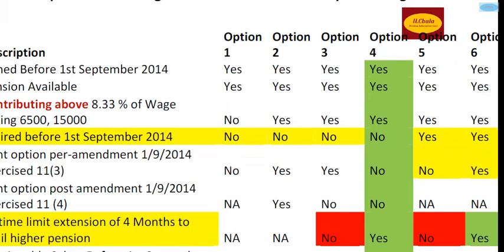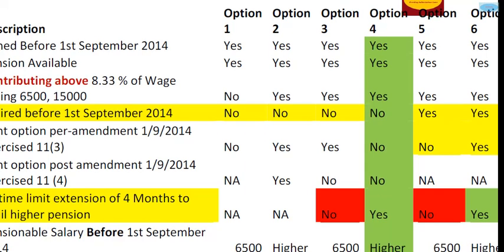Contributing above 8.33%, is everyone contributing? No, the first option is not contributing and the rest of the options are contributing, correct? So in that case, for the first option, all other things are not applicable to him subsequently. That means he will draw the normal pension. He is not contributing above. Only the dispute is with respect to contributing over and above the wage ceiling limit.